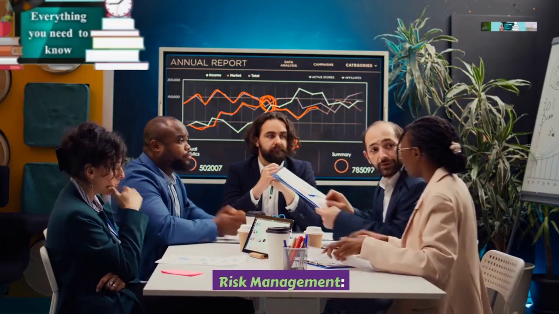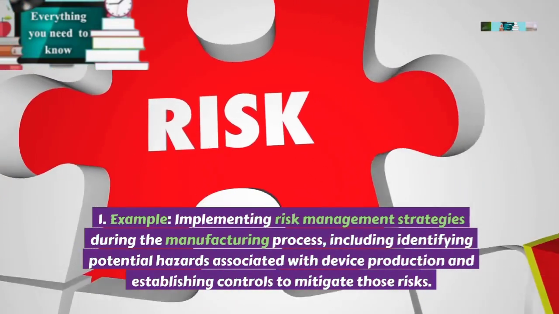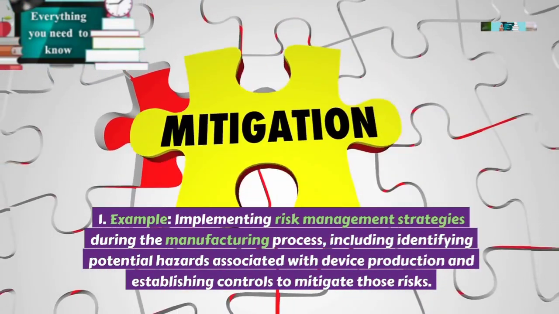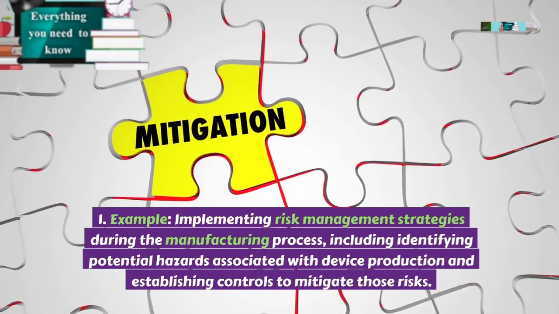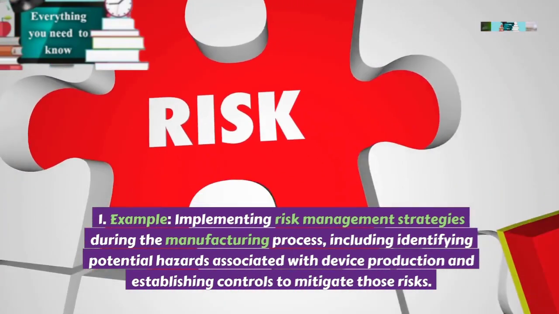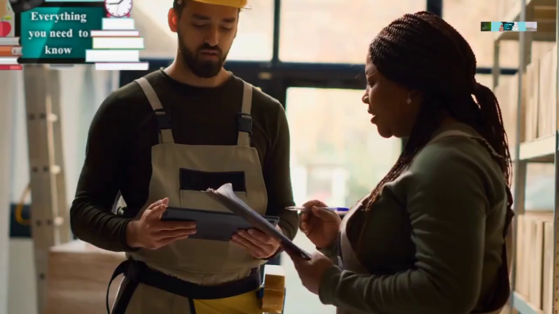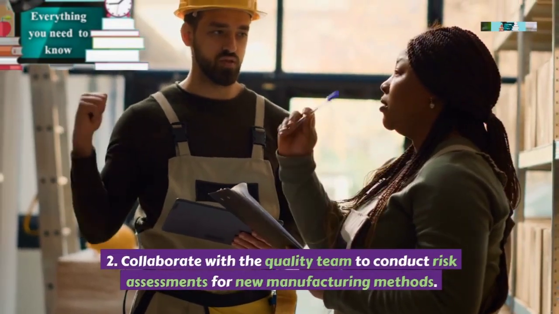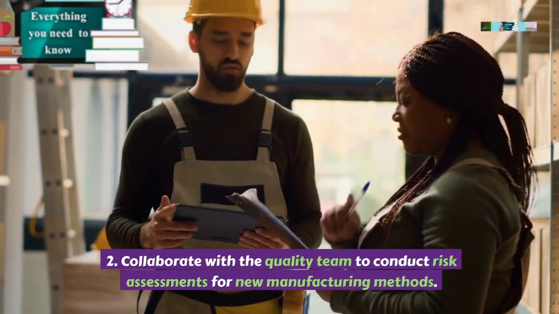Risk management. Example: implementing risk management strategies during the manufacturing process, including identifying potential hazards associated with device production and establishing controls to mitigate those risks. Collaborate with the quality team to conduct risk assessments for new manufacturing methods.